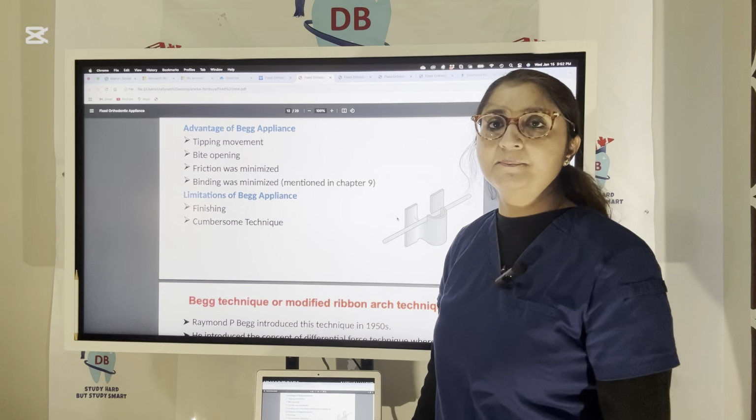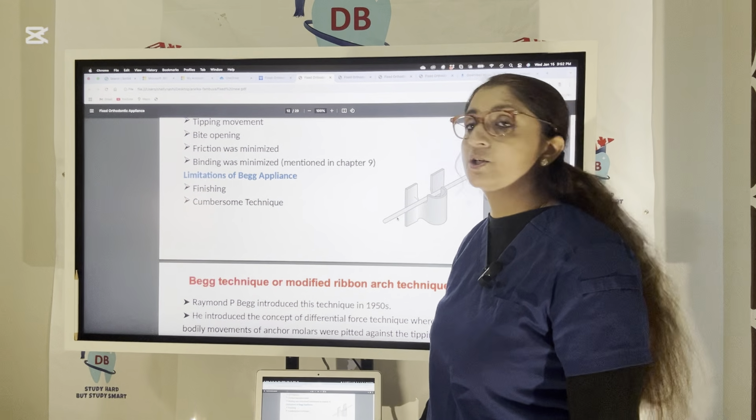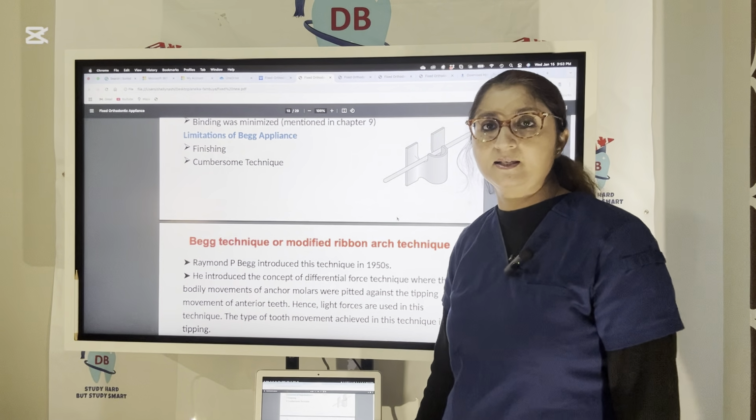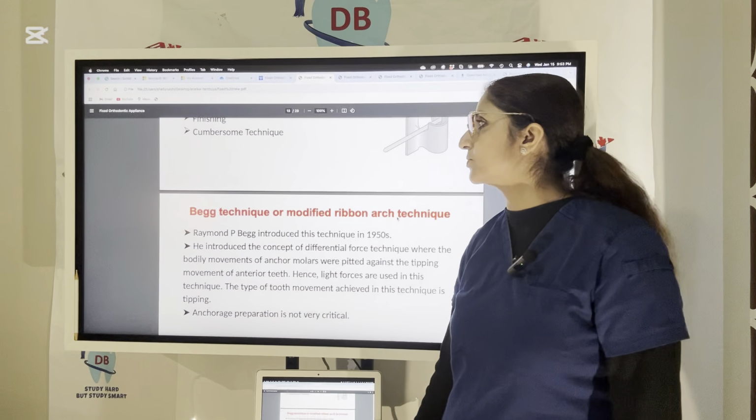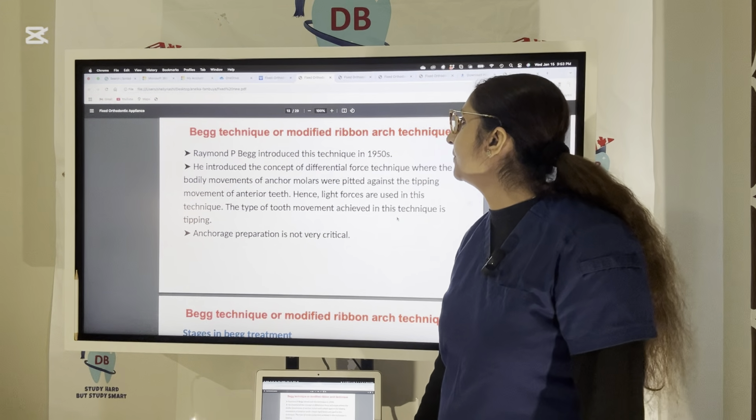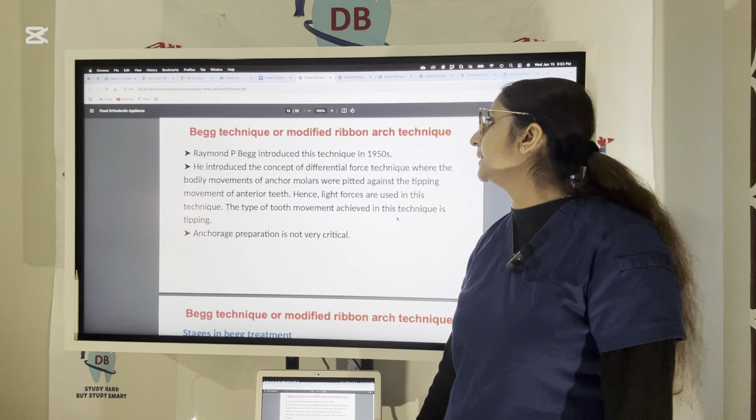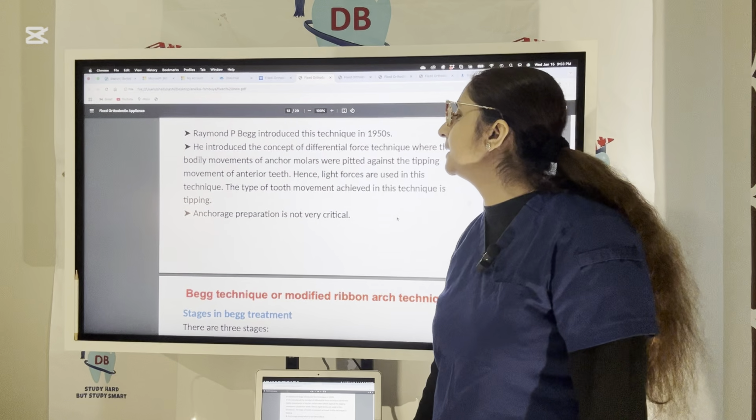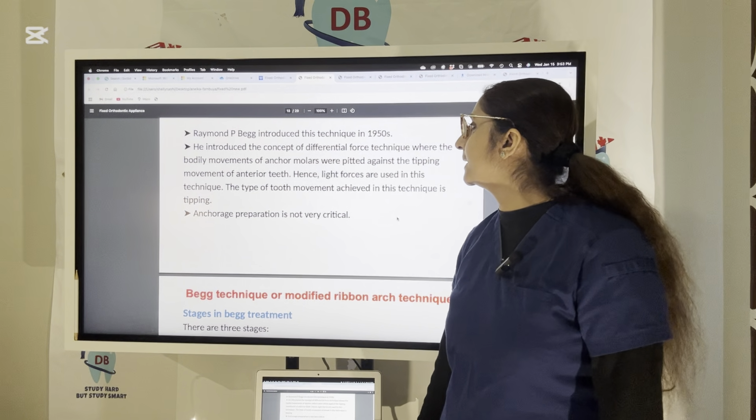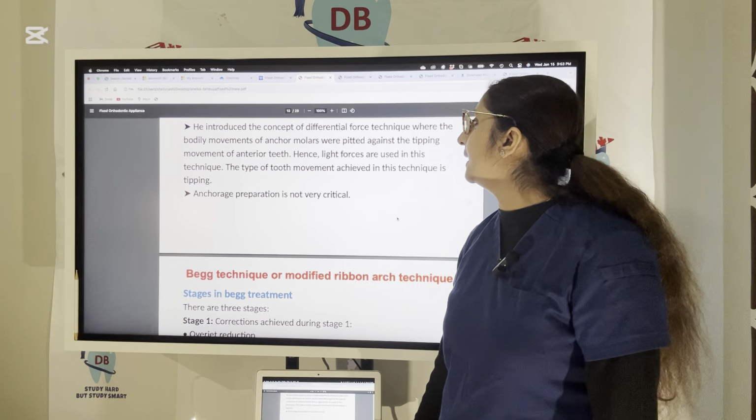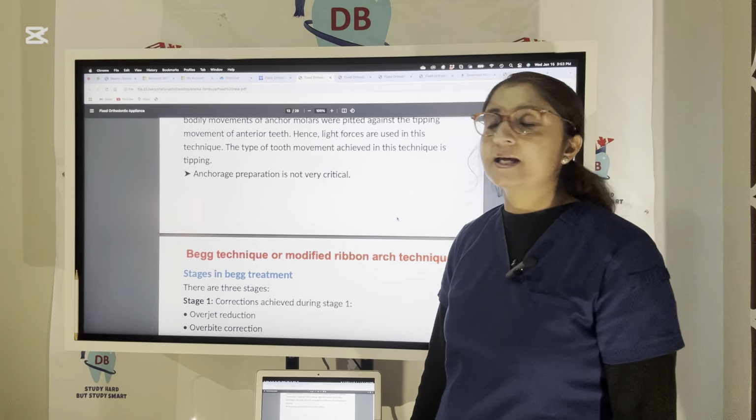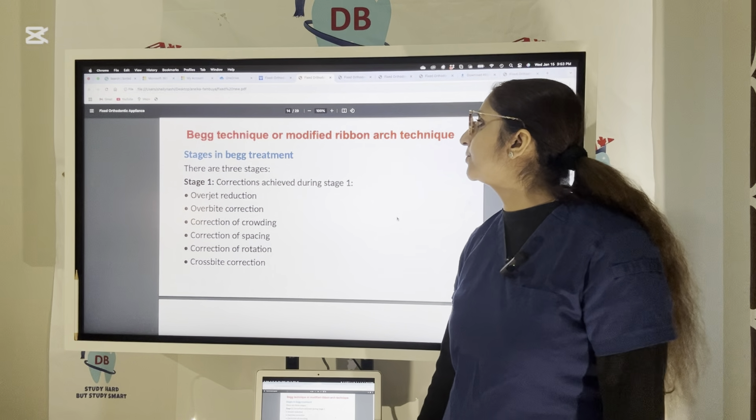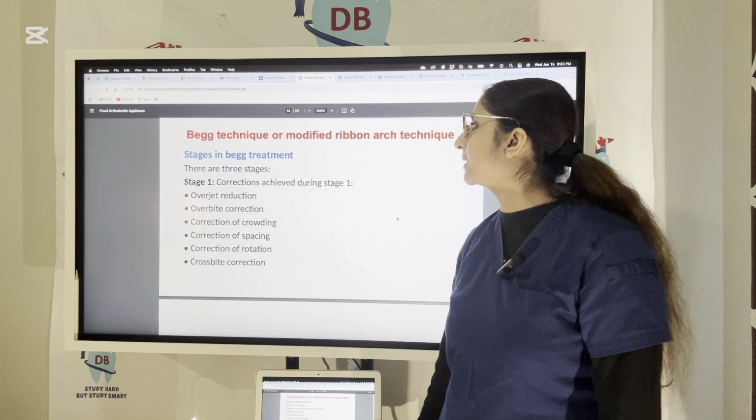Advantages of the Begg appliance: you can do tipping movement, bite opening, friction was less, binding was minimized. The limitation of Begg's appliance is definitely in the finishing because of the complex design and also cumbersome technique. The Begg's technique or modified ribbon arch technique, introduced by Begg in 1950, introduced the concept of differential force technique, where the bodily movement of anchor molars was pitted against the tipping movement of the anterior teeth. Light forces were used in this technique, and the type of tooth movement achieved is called tipping. Stages in the Begg's treatment: there are 3 stages in the Begg's technique or the modified ribbon arch technique.